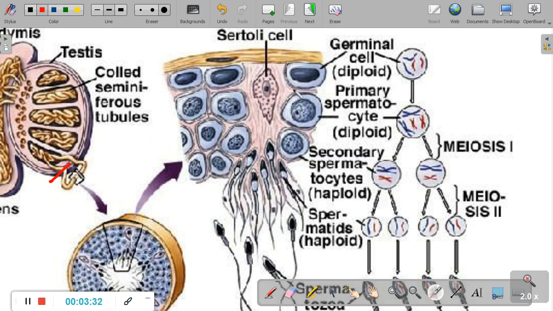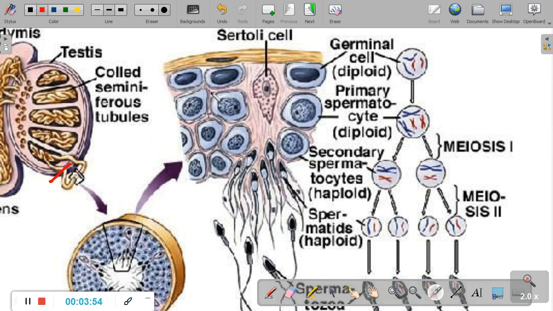In case of plants, the meristematic cells are the germ cells. In case of animals, we have these germ cells or stem cells. Their sole purpose is to simply divide mitotically, which means when they divide, they give rise to diploid cells. So there are a large number of germinal cells.